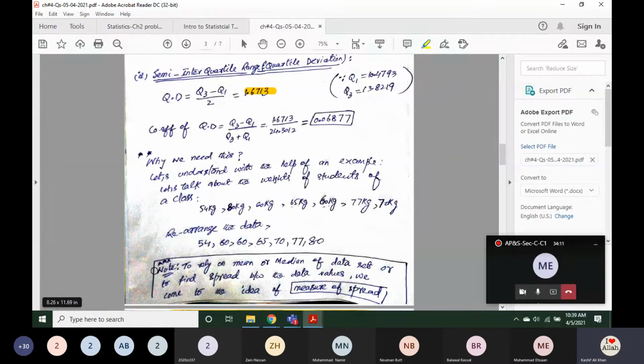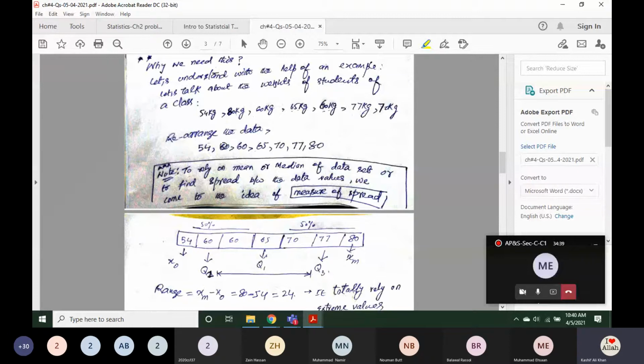I have mentioned a note here. To rely on the mean or median of the data set, or to find the spread between the data values, we come to the idea of a measure of spread. Basically that is the essence of the measure of spread. A measure of spread means how much data values deviate about their mean. So that's why we need to come to the idea of spread.